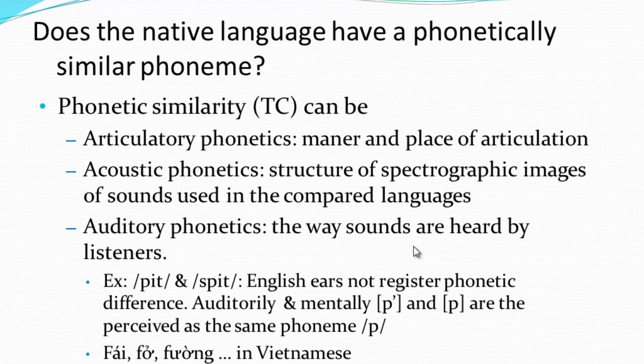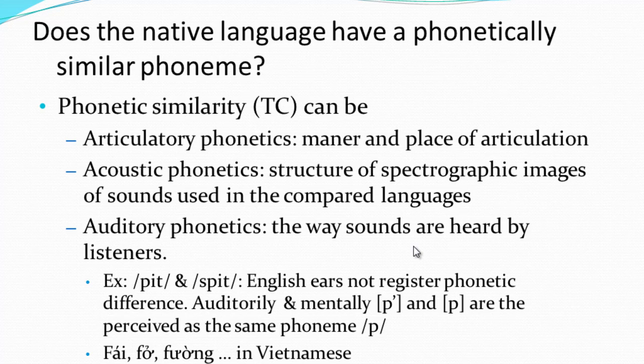Okay, with the first question, does the native language have a phonetically similar phoneme, we can look at these three areas: articulatory phonetics, acoustic phonetics, and auditory phonetics. Now, you are quite familiar with the first kind of phonetics, in which we investigate the manner of articulation and the place of articulation. Hope you still remember these two concepts.